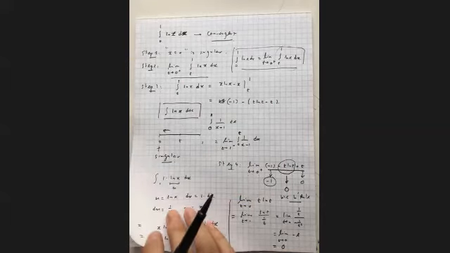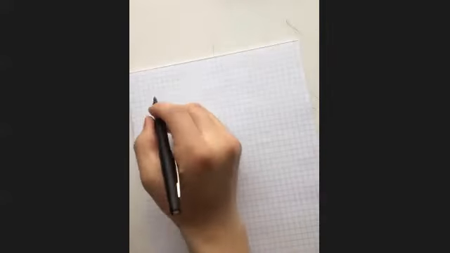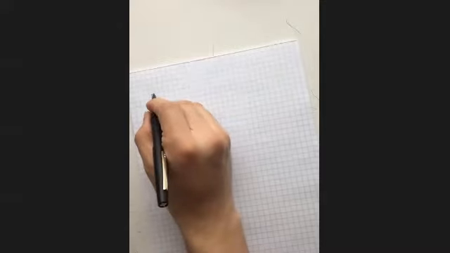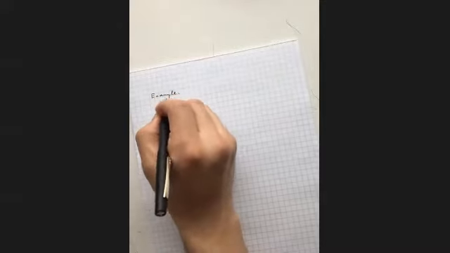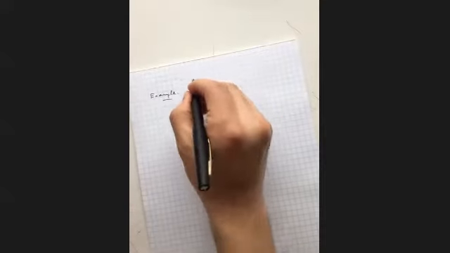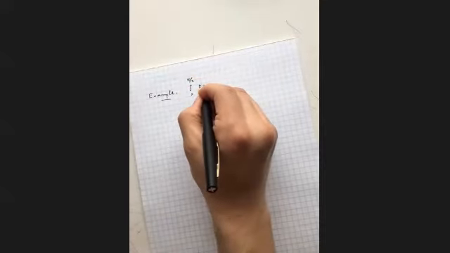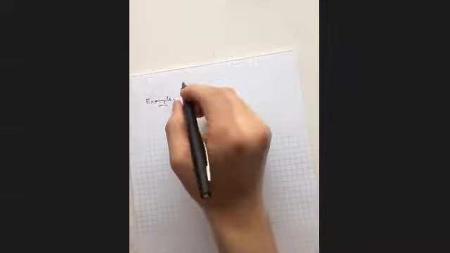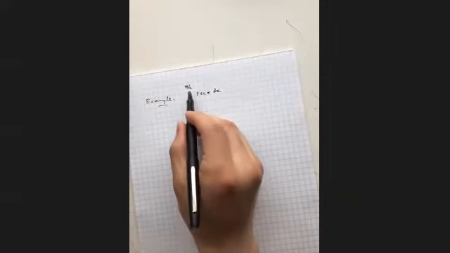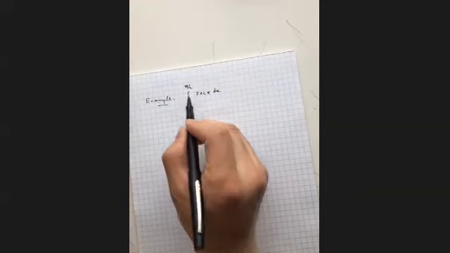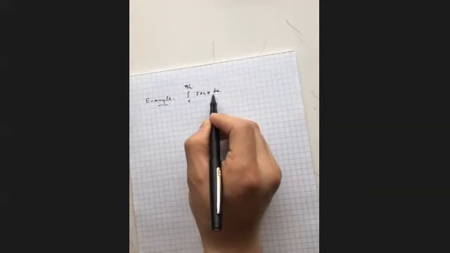For example, let me move on to the next page, sorry. You could have an integration example like this: the integral from 0 to pi over 2 of secant x dx. Can you guys recognize my handwriting? The upper bound is pi over 2, the lower bound is 0, and you have secant x dx.